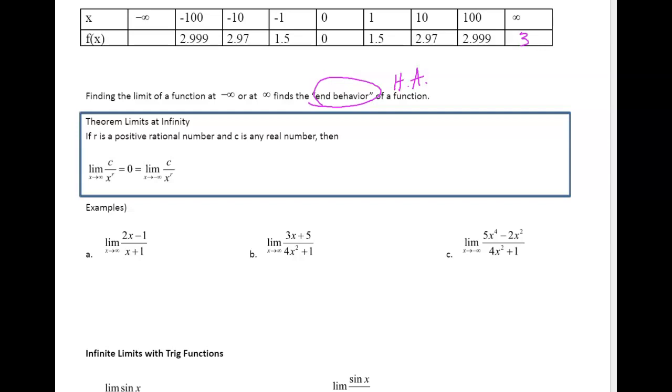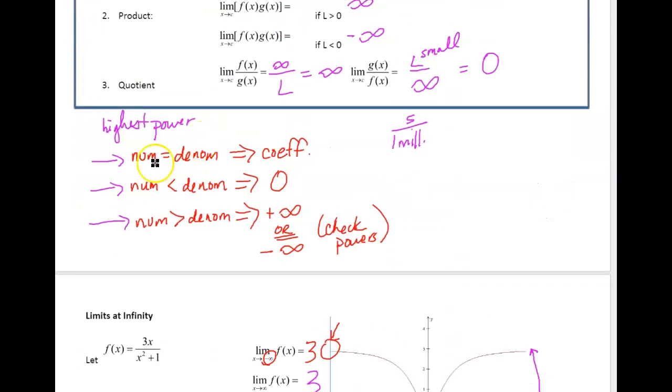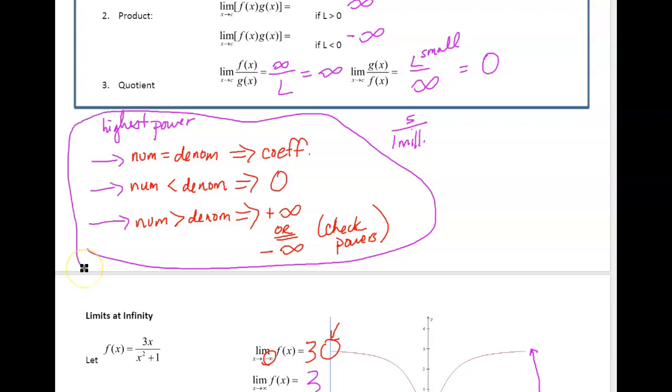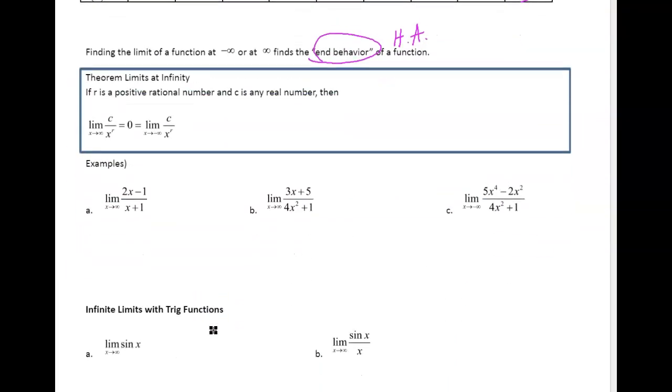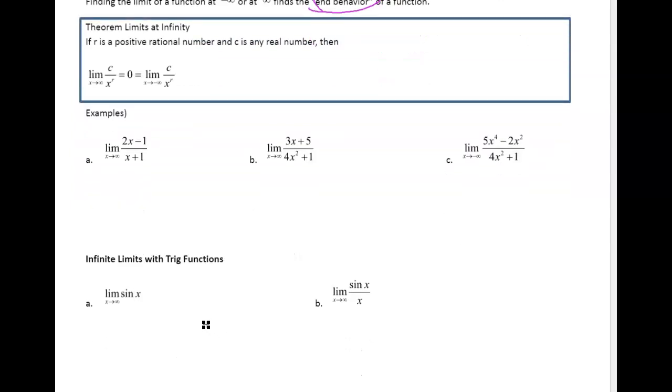So, the theorem for limits. This is kind of what I did up here, I kind of just skated to it. So let's look at our powers, and I'll write them here. If they're equal, you're going to use coefficients. If our numerator is bigger, it's plus or minus infinity. If our numerator is smaller, it goes to 0. I know I'm not doing it in the same order. Okay. All right. So let's look at our powers.